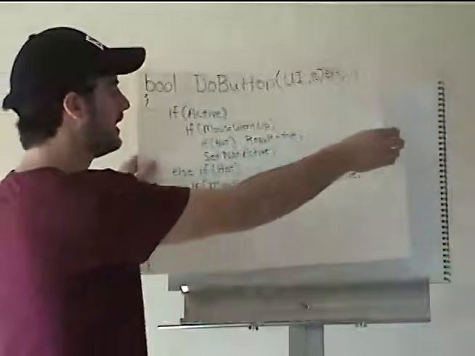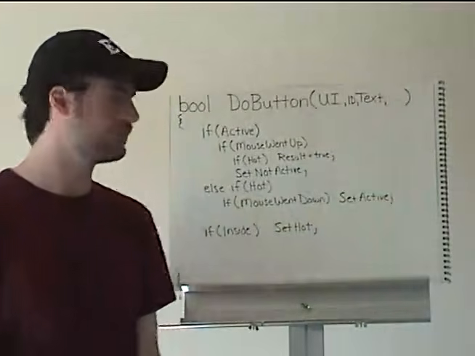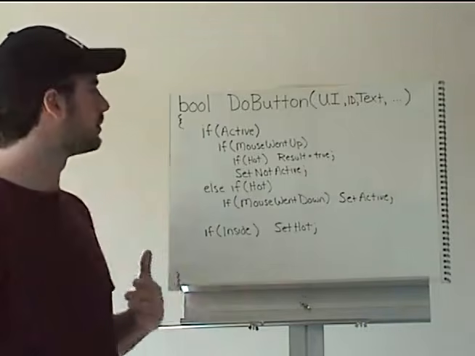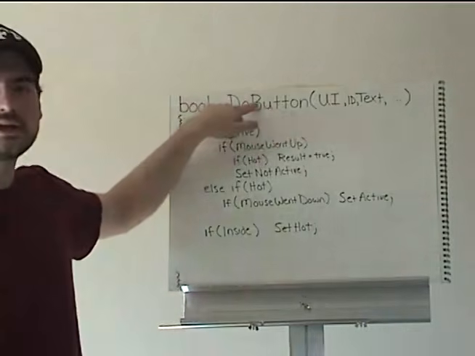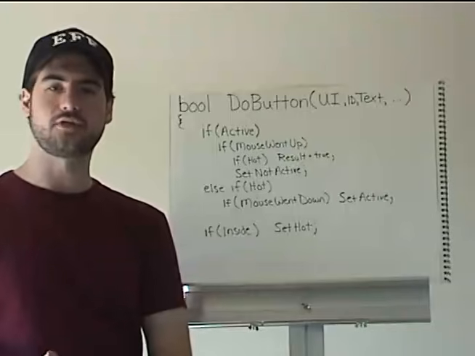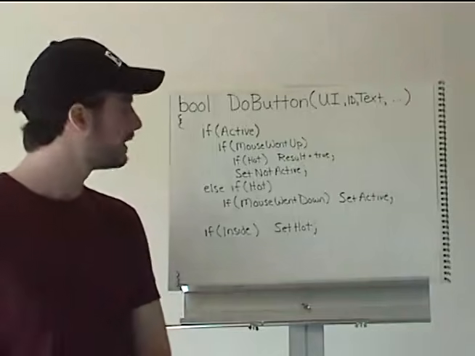So, here's an example. This is code in the UI library, so this is not code that you would be writing unless you were implementing the library. This is the code that you'd be calling. So I talked about do button, and I was saying that it returns a bool, which is true if the button was clicked. So you know to do something when you called it, right?